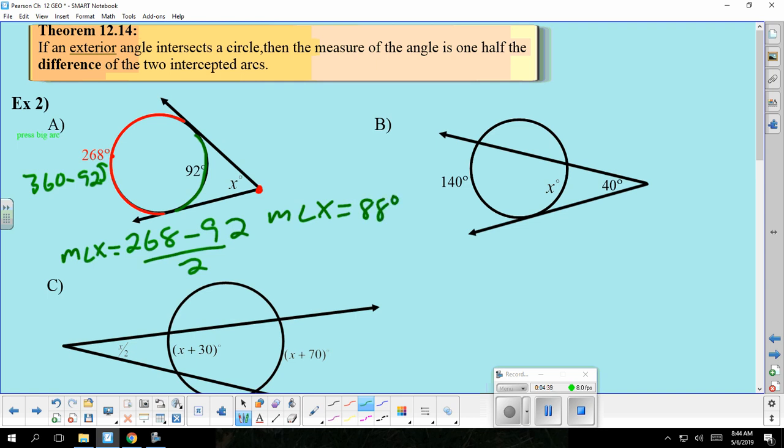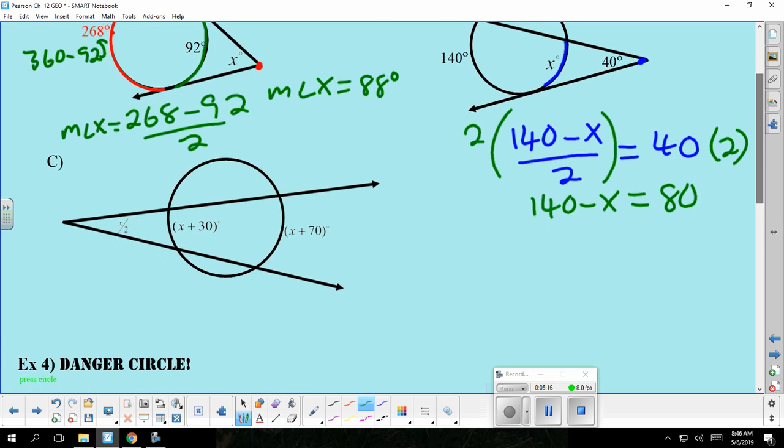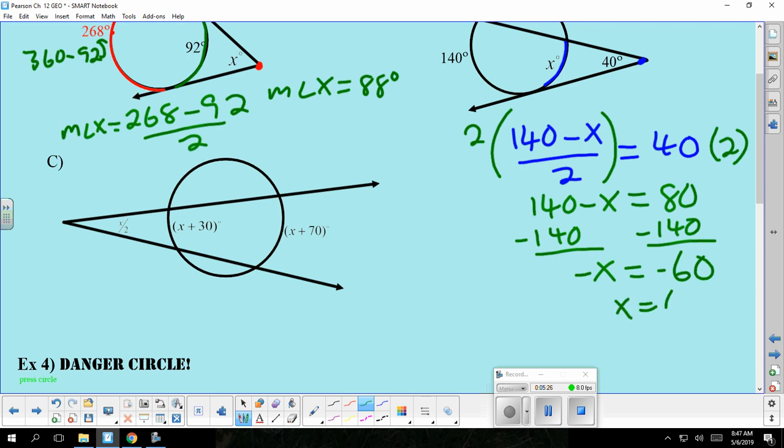Try B, and then we'll do C together. All right, so we have the exterior angle now. It's 40. So I know that 140 minus X divided by 2 equals that exterior angle. To solve this, multiply both sides by 2. I get 140 minus x equals 80. And then subtract 140 from both sides. Negative x equals negative 60, so x equals 60 degrees.